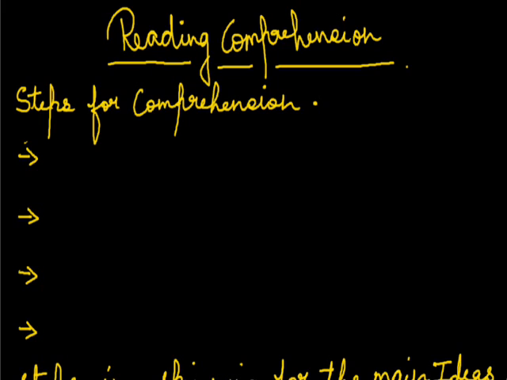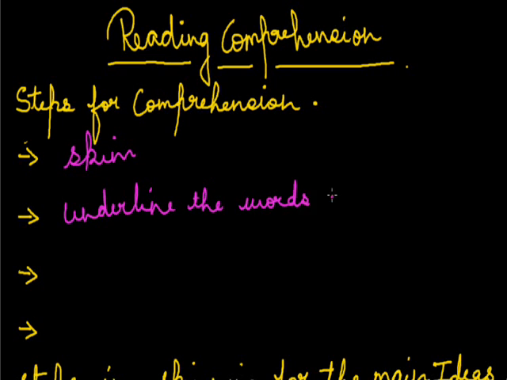There are a few steps for comprehension. First is skim. Skim once as rapidly as possible to determine the main idea before you look at the questions. Don't worry about words you don't know at this stage. Second is to underline the words that you do not understand to facilitate a complete understanding of the passage. This will enable you to solve the vocabulary questions quicker.